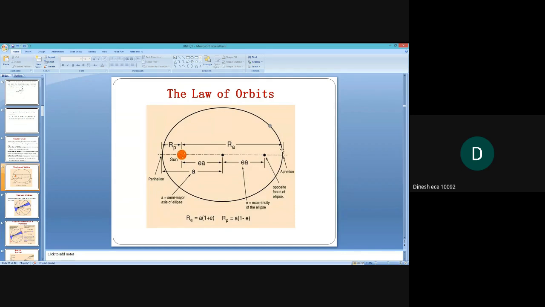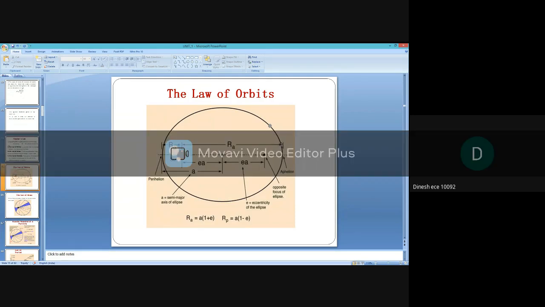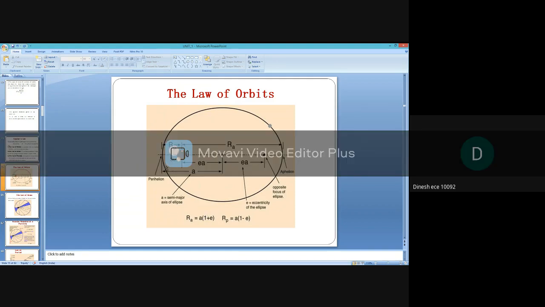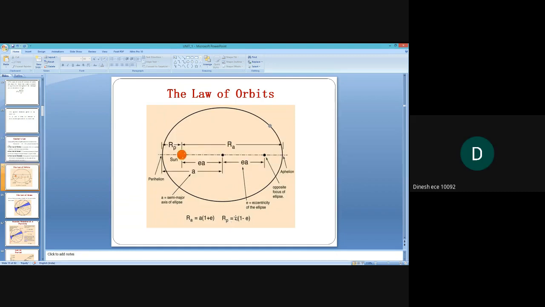Okay, and the distance between the farthest point of the Earth's orbit to the center of the sun is RA. RA is your farthest point distance. So this RA can be calculated by a(1 + e), whereas the shortest distance of the rotation of the Earth is measured as RP, perigee, which is a(1 - e). So this is the law of orbit.